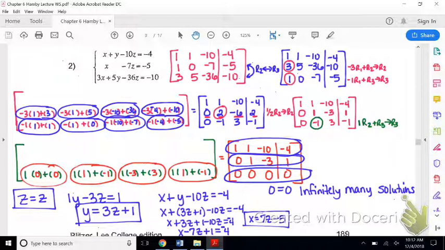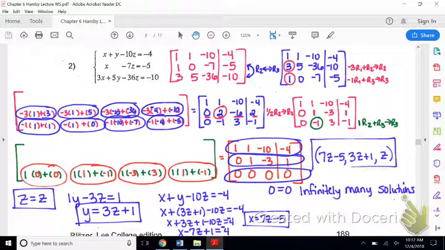And so my solution is going to be that ordered triple. So I'm going to write it up here beside that last matrix that we wrote out. So it's our x, comma our y, comma our z. So anytime we have a solution that's infinitely many solutions, we need to write our ordered triple like this in terms of the z.